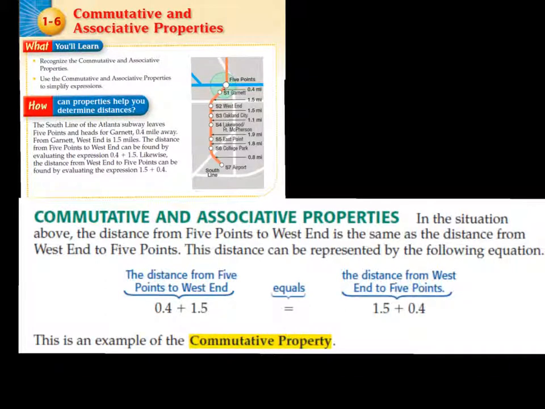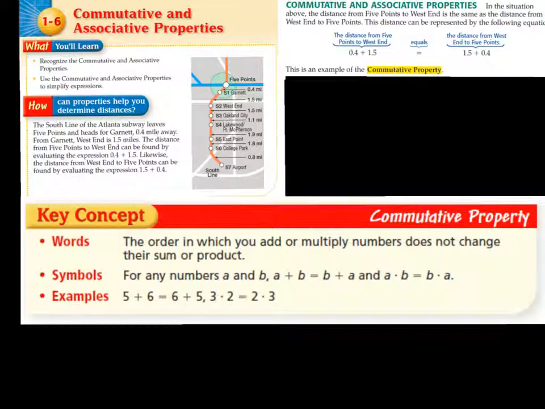In the situation above, the distance from Five Points to West End is the same as the distance from West End to Five Points. This distance can be represented by the following equation: 0.4 plus 1.5 equals 1.5 plus 0.4. This is an example of the commutative property. The order in which you add or multiply numbers does not change their sum or product.